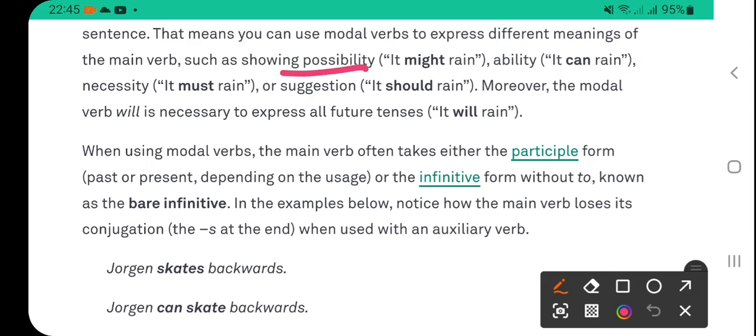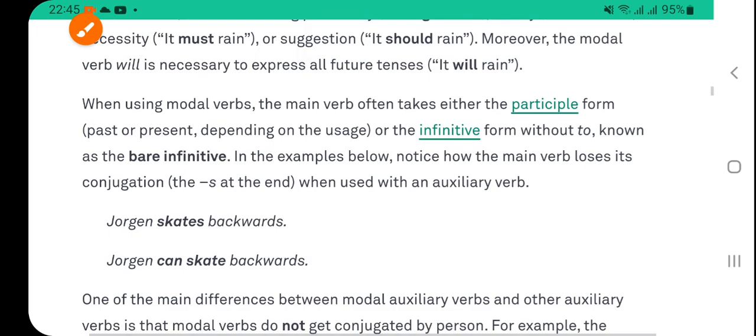So that is possibility: it might rain. There's a main verb, rain, and might, right? Ability: can run. So that's ability, right? Necessity: it must rain, that's a necessity. Suggestion: it should rain, right? So that's a different word, different moods.